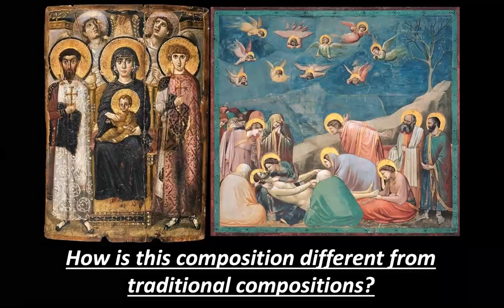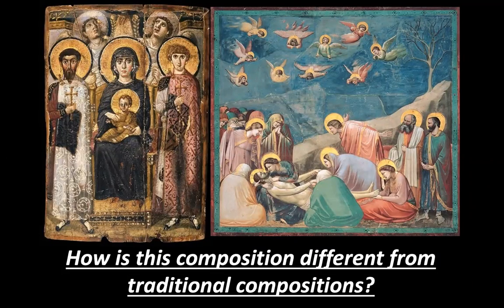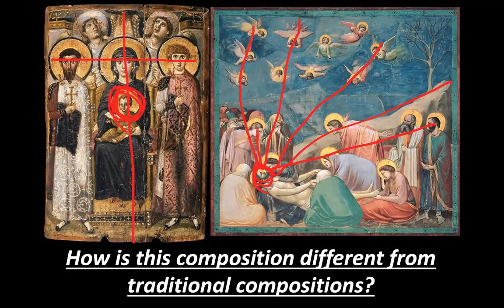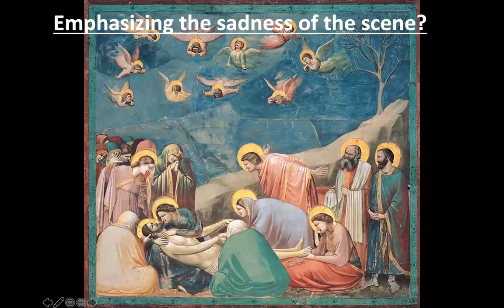All right, now compare this to traditional compositions. So in the Virgin between two saints, it's very symmetrical. Jesus is in the center. It also forms a cross, as opposed to Giotto, who is using the rule of thirds composition. This is not symmetrical. This would be considered asymmetrical. So this is revolutionary, something that has never been seen before. It's not that big of a deal to us, but it was back then.